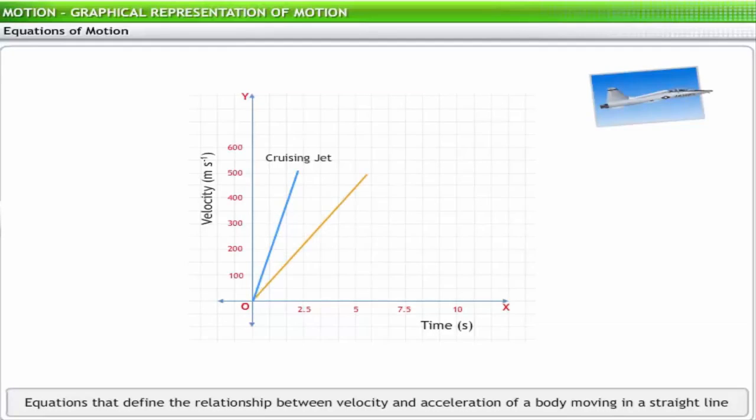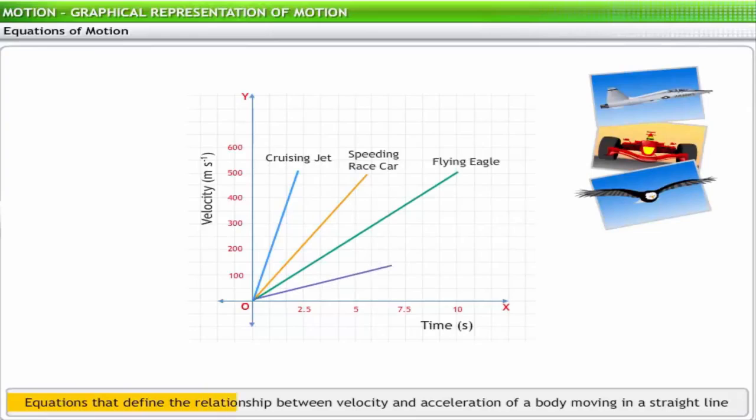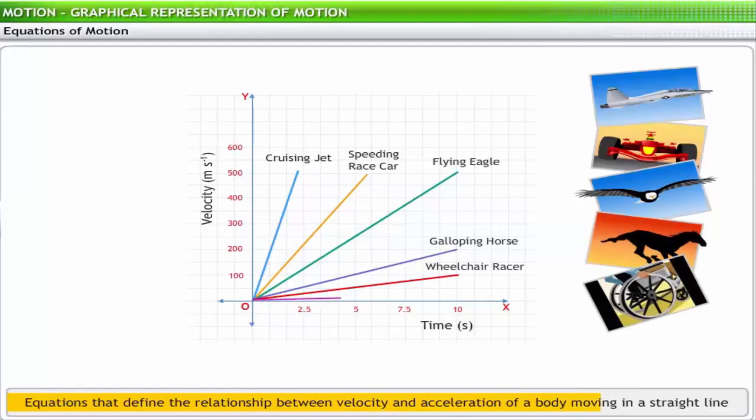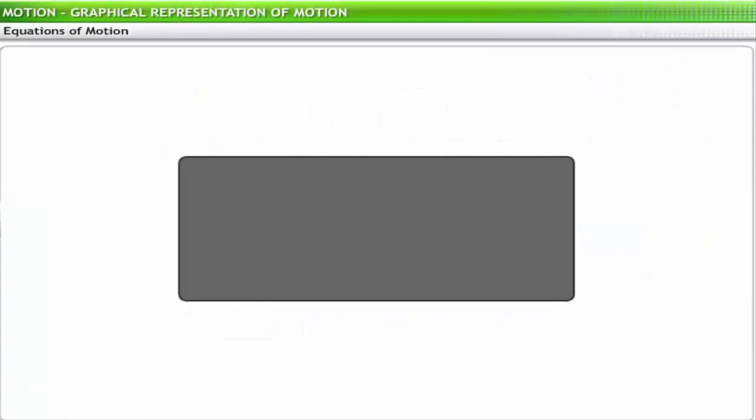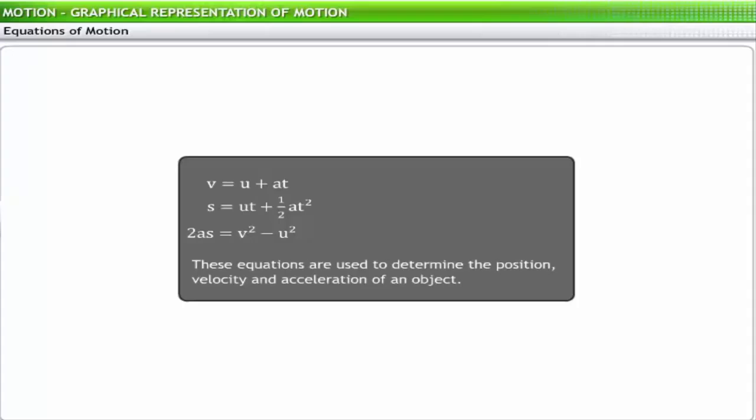Analyzing a velocity time graph enables you to derive the equations that define the relationship between velocity and acceleration of a body moving in a straight line. These equations are collectively referred to as equations of motion. There are three equations of motion. V is equal to U plus AT. S is equal to UT plus half AT square. 2AS is equal to V square minus U square. These equations are used to determine the position, velocity, and acceleration of an object. We can derive these equations graphically.